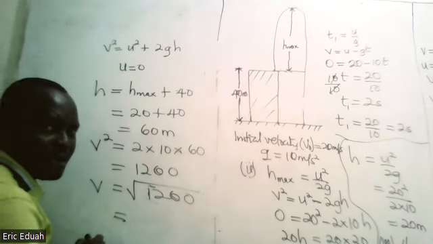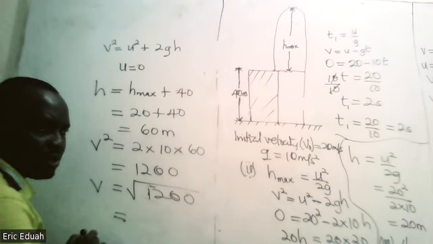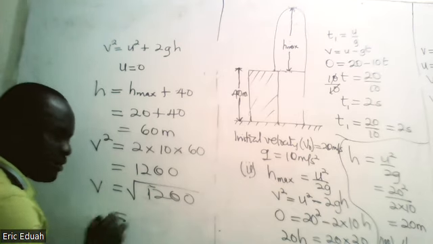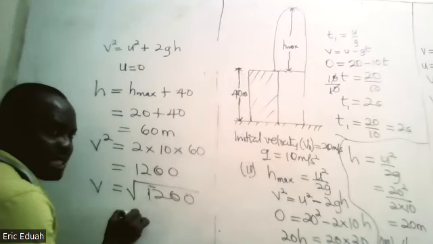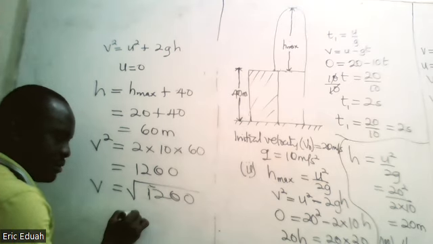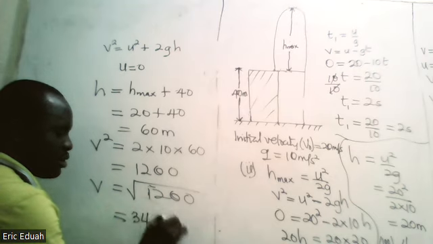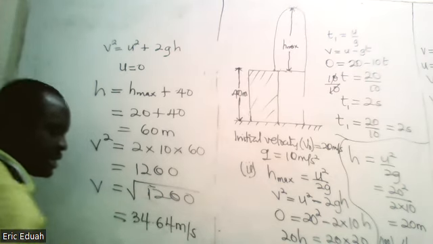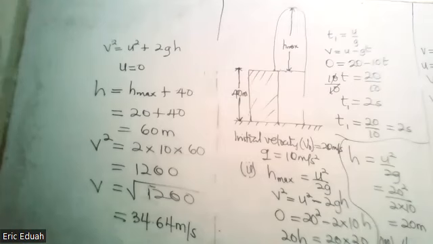Give me that in decimal. 34.64 meters per second. So that's the velocity just before the ball hits.